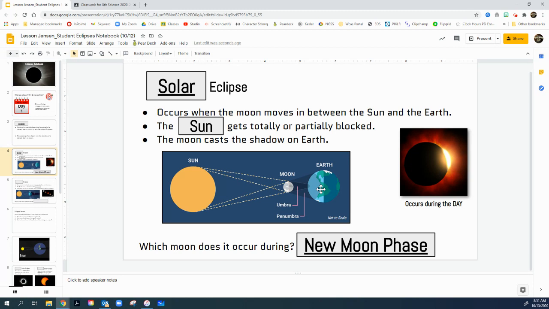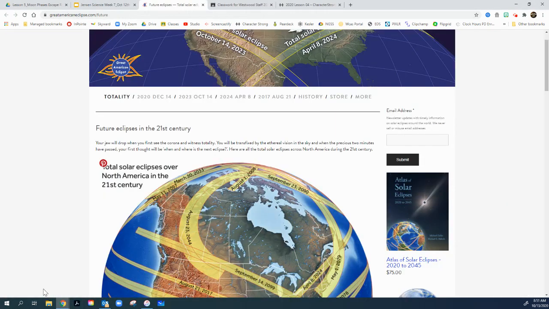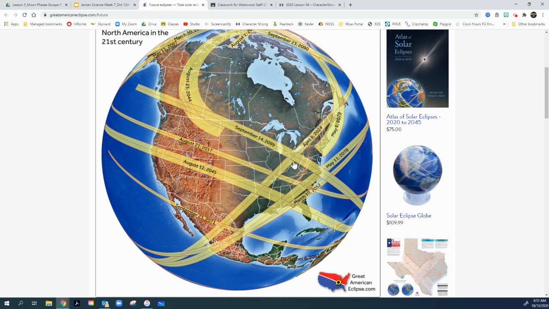So it doesn't happen every month. It doesn't even happen every other month. It takes a while for that to happen. And so we don't have solar eclipses very often. In fact, if I was to open up a quick document to show you, you could see that right here, solar eclipses have not happened very often.